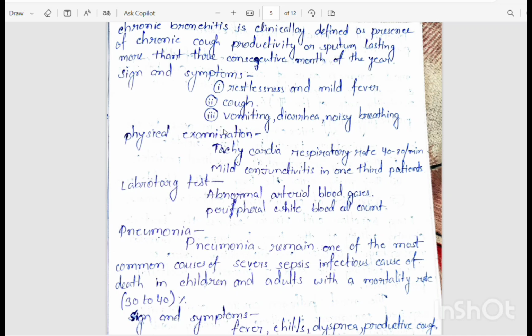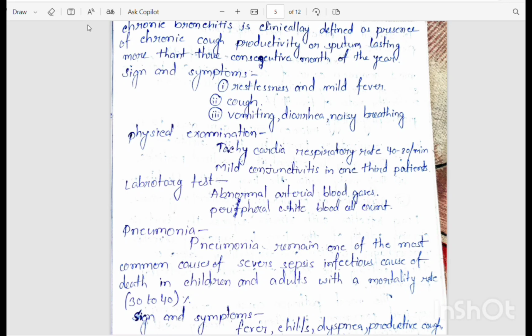Physical examination: tachycardia, and respiratory rate of 40 to 80 breaths per minute. The second one is mild conjunctivitis in 1/3 of patients. Conjunctivitis means the infected person's eyes become red. It can take place in one of three people, like if 3 people are attacked by chronic bronchitis, one of them will suffer from mild conjunctivitis.